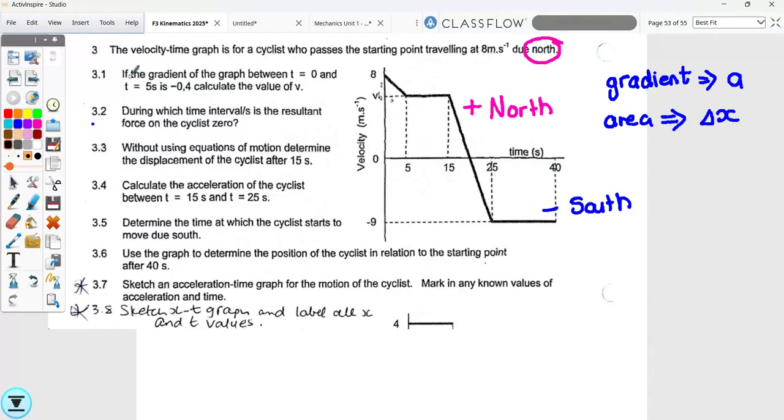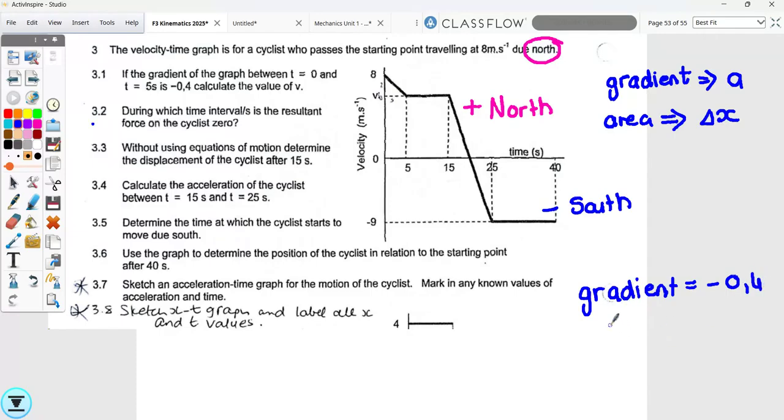Now we're going to say, if the gradient of the graph between t equals 0 and t equals 5 is minus 0,4, calculate the value of v. So they've changed it around a bit. But don't get confused by it. Just trust your training, guys, always. Because they're telling you what the gradient is. So they're telling you the gradient is equal to minus 0,4.